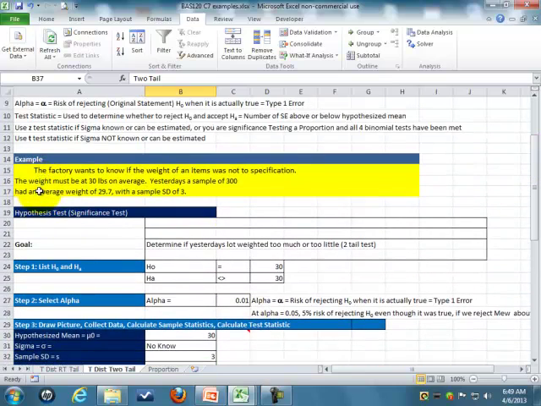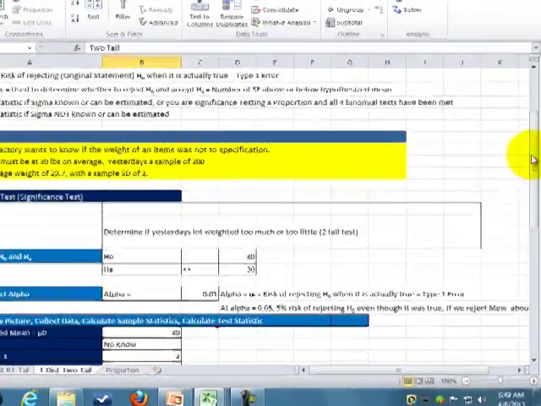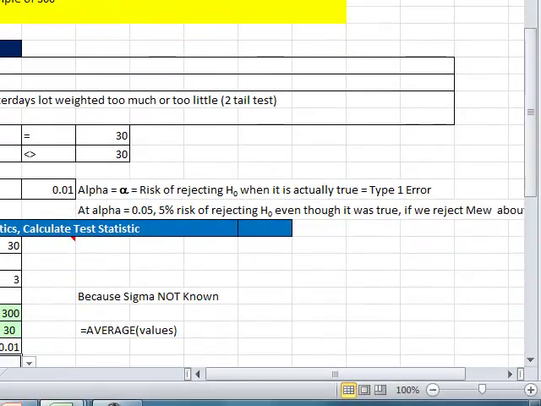Let's assume a factory wants to know if the weight of an item is not up to specification. The weight is supposed to be 30 pounds. Yesterday a sample of 300 had an average of 29.7 and a sample standard deviation of 3. Again, because we don't know the population standard deviation, we'll use the sample standard deviation as a substitute. Now this null hypothesis is a little different. We're not interested in whether they are significantly more than 30 or significantly less. Either one is not good, right? We don't want the weight to be too high or too low. So now our null hypothesis is that it equals 30, and we reject it if it's less than 30 or greater than 30. So we have a two-tailed test.